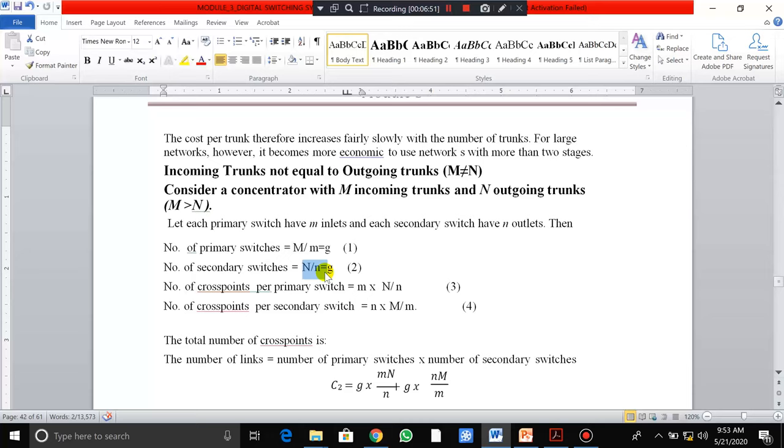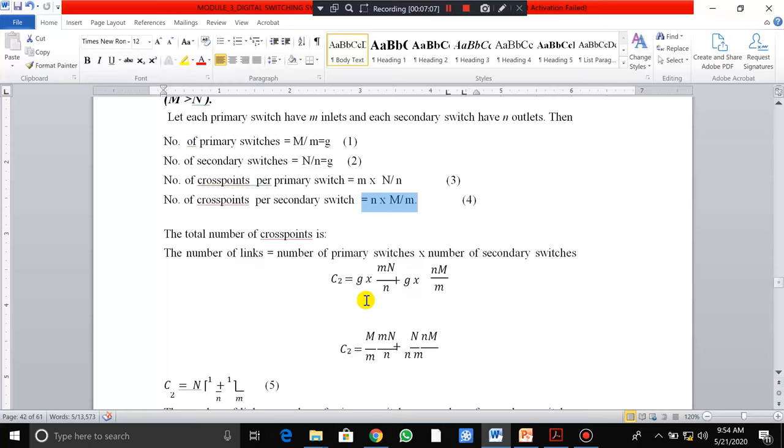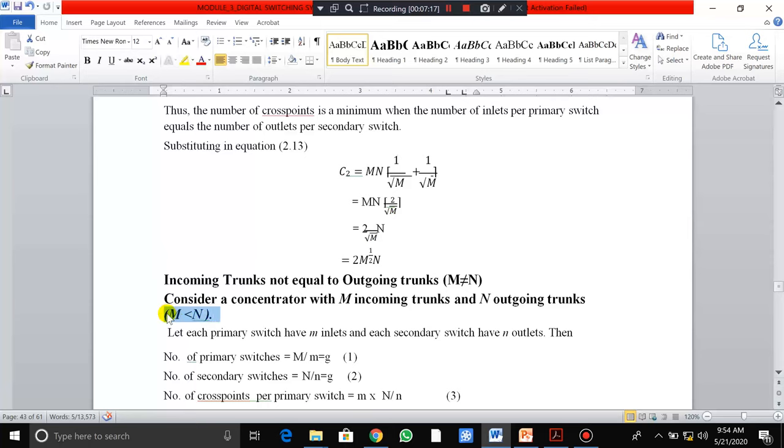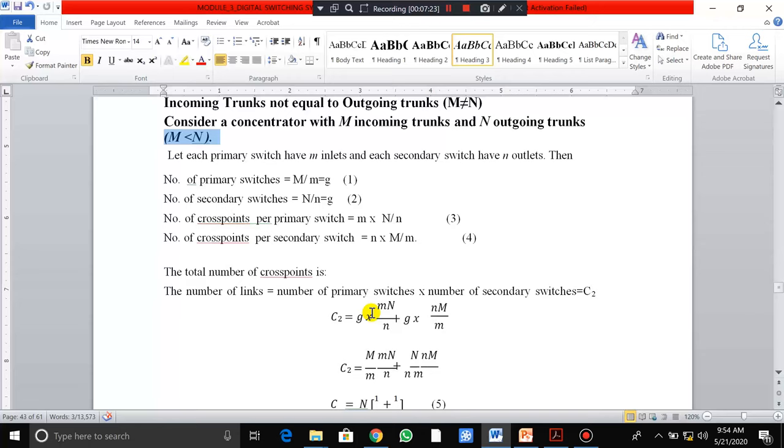The number of cross points per primary switch is given by the equation m into n by n, and for secondary switches it is given by n into m by n. So this is the number of links, which is given by C2. So these are the equations you need to practice. So next, this is a condition when M is less than N. Same condition, M is less than N. These conditions are the same, only the equation is different.